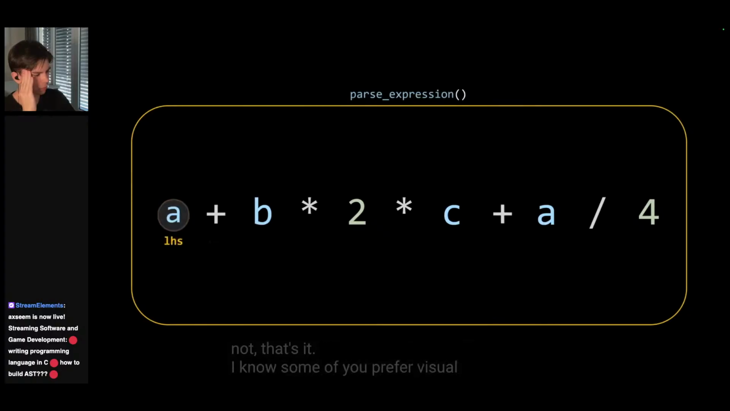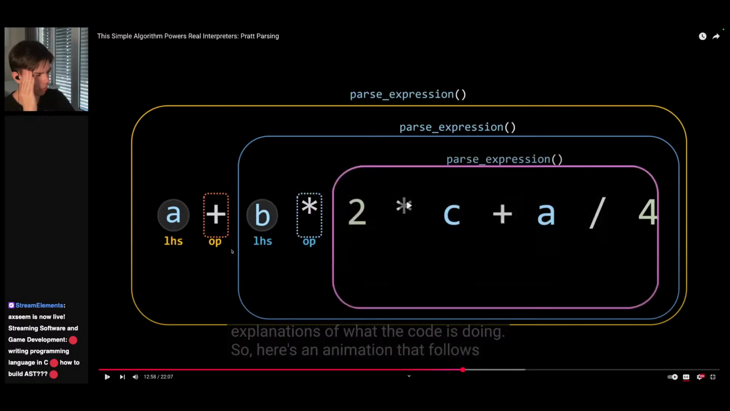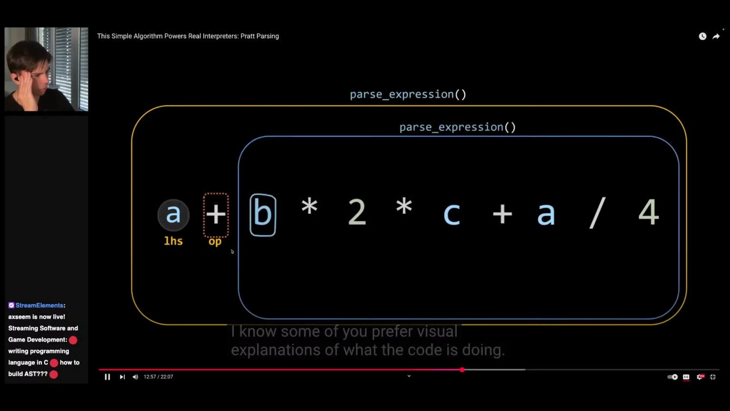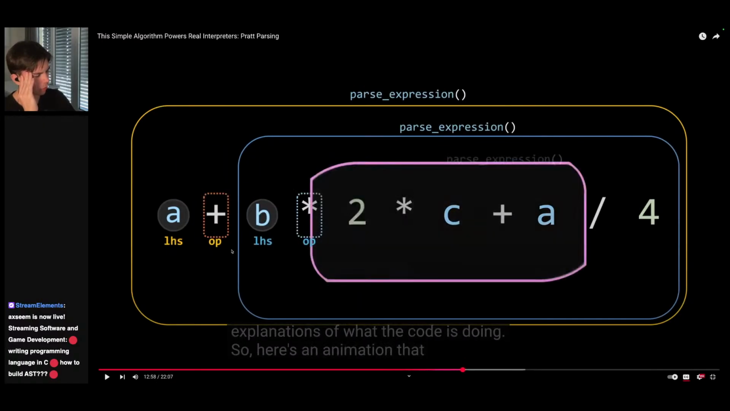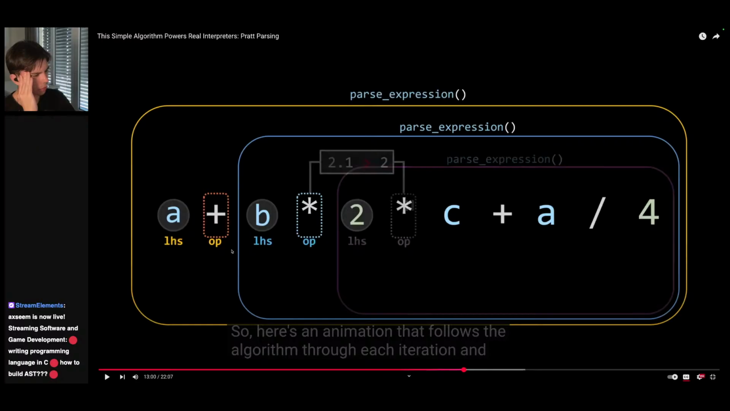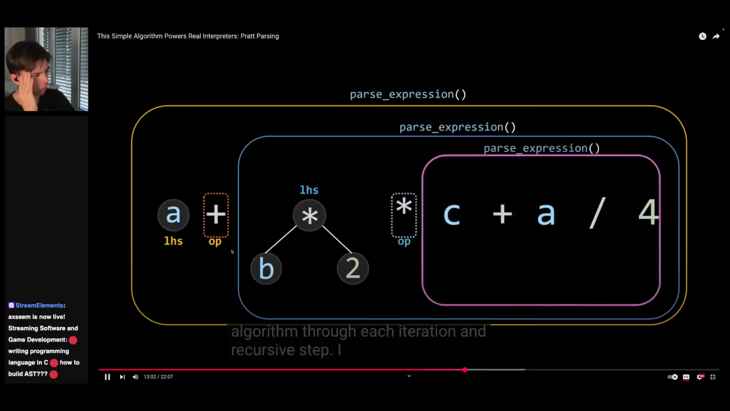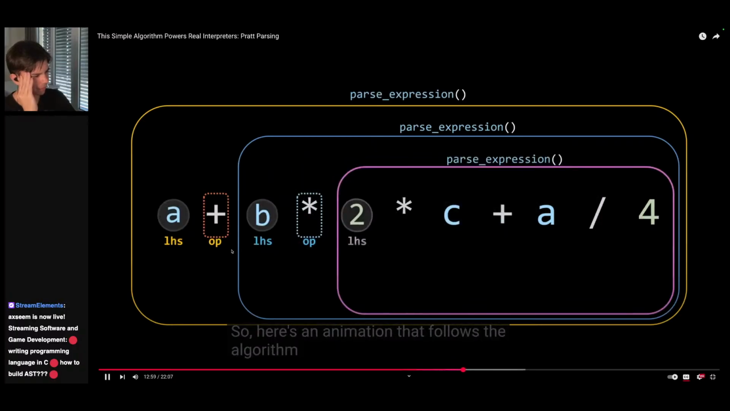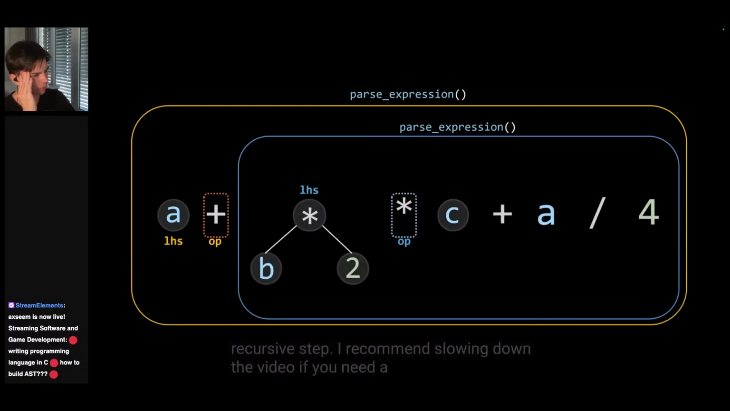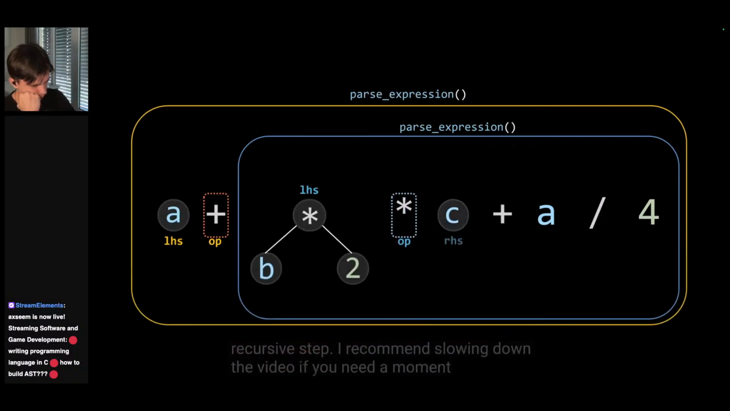I know some of you prefer visual explanations of what the code is doing. So here's an animation that follows the algorithm through each iteration and recursive step. We get 0 by default. So now 2 is more than 1.1. We create another parse expression inside, through each iteration. 2.1 is more than 2. I recommend slowing down the video if you need a moment to catch up with what's happening.